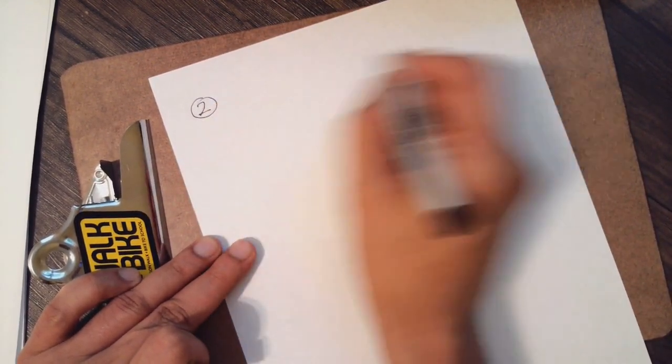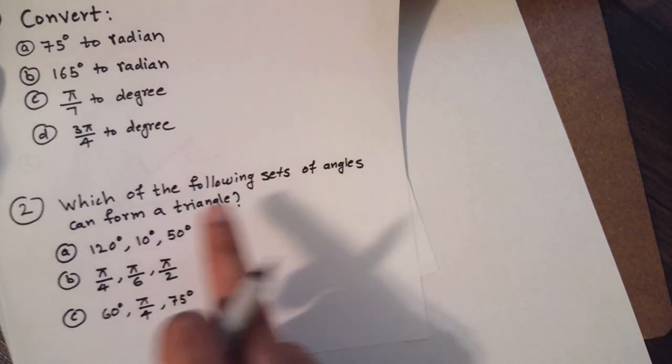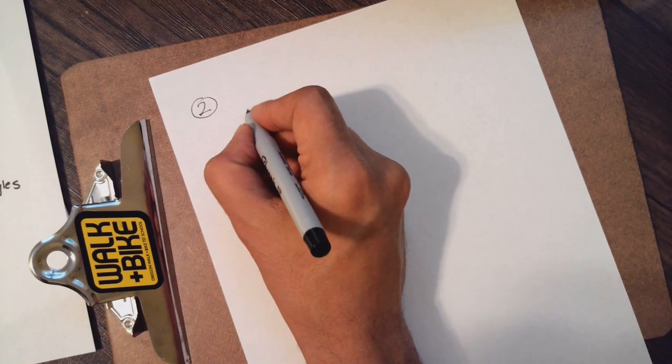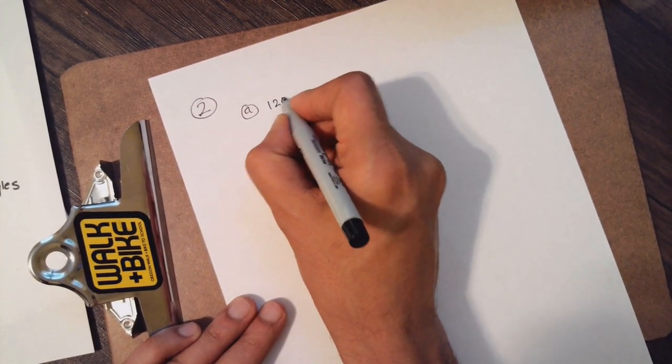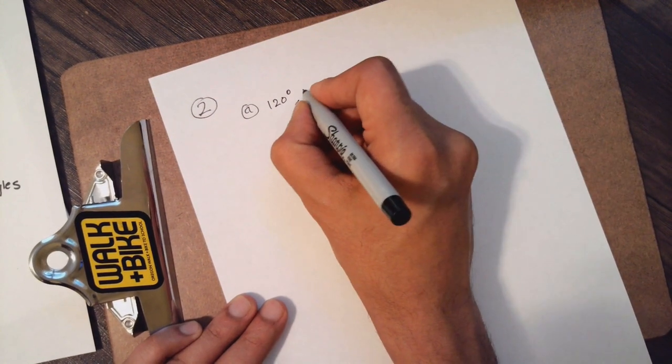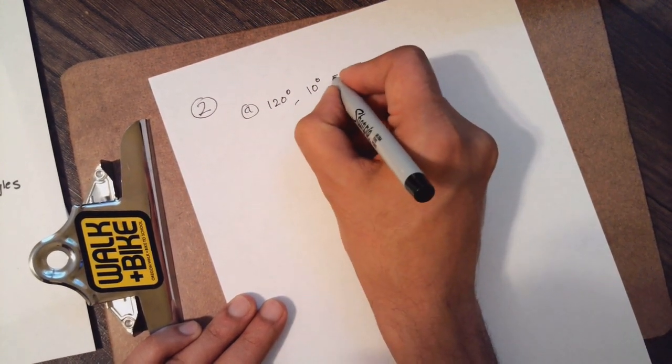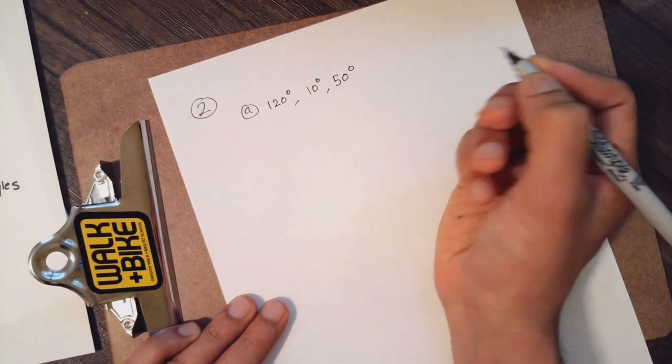So I'm not going to write the whole text here, okay? You can look at it in the PDF. So it's this whole text. Instead, I'll just write the problem: 120 degree, 10 degree, 50 degree. How do we check?